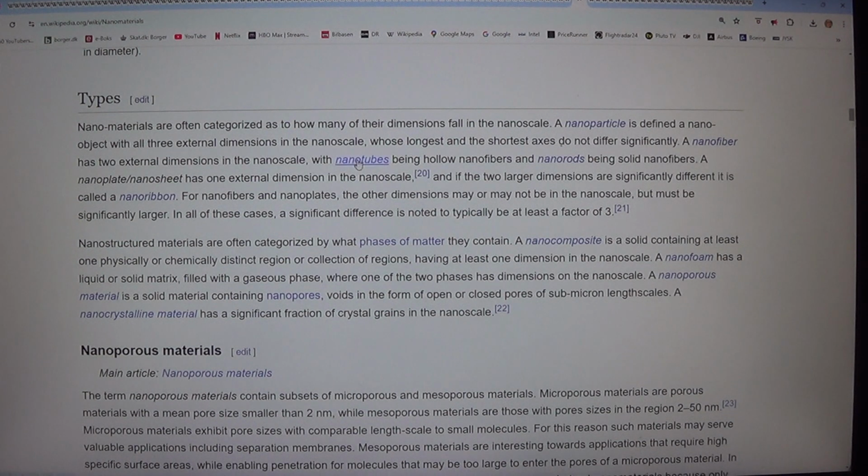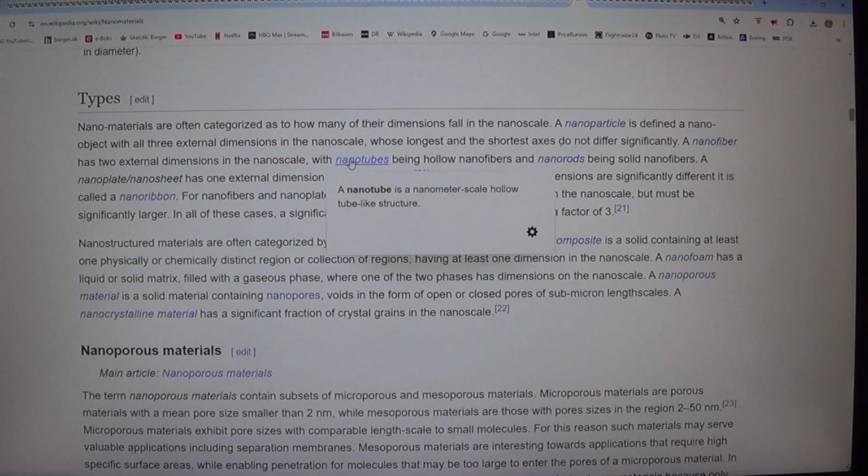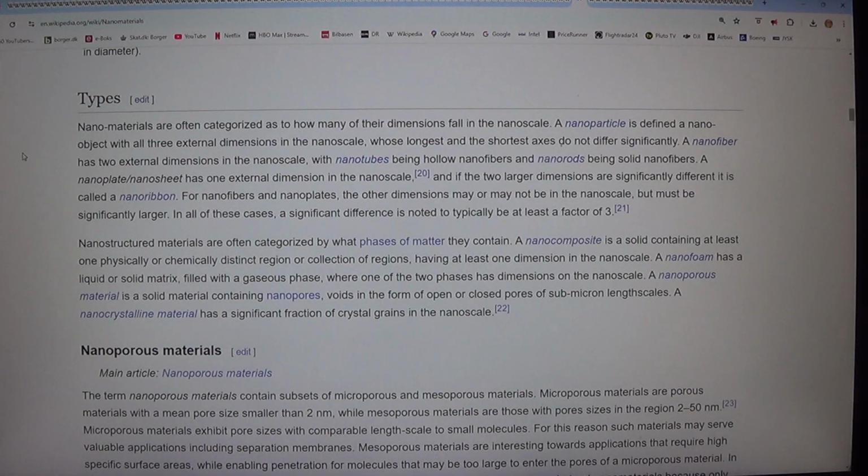For nanofibers and nanoplates, the other dimensions may or may not be in the nanoscale, but must be significantly larger. In all of these cases, a significant difference is noted to typically be at least a factor of 3. Nanostructured materials are often categorized by what phases of matter they contain. A nanocomposite is a solid containing at least one physically or chemically distinct region or collection of regions, having at least one dimension in the nanoscale.